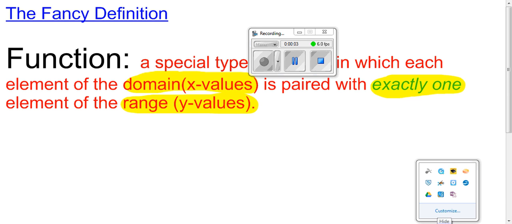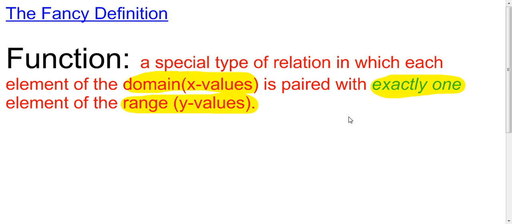All right, we are going to be looking in this first little section about functions, and I'm sure it's a word that you've heard before. There's a fancy definition for function that is a little bit hard to understand, and so we're going to explore this definition in several different ways.